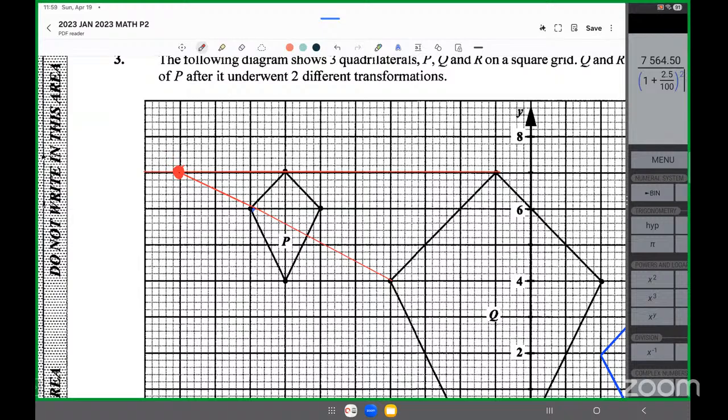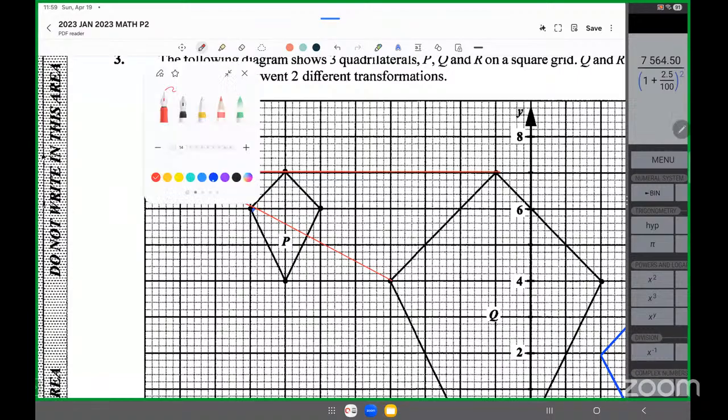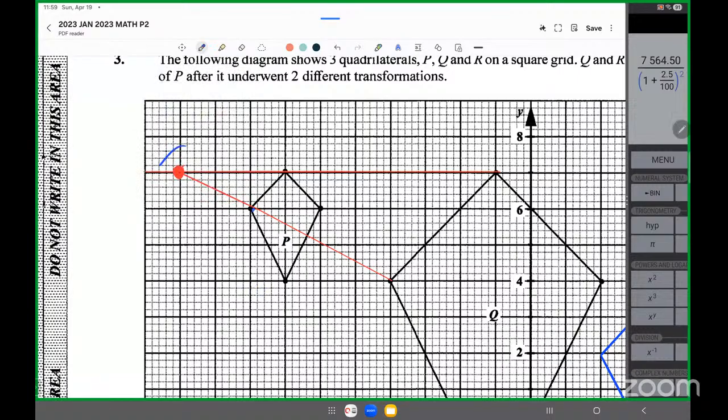Remember, enlargement also affects distance from the center point. It affects the size of the object, but also affects the distance. So the scale factor is 3. The distance from this center point to the object is tripled. So for example, this distance is supposed to be tripled. That's 3 units. It's supposed to go to 9 units.